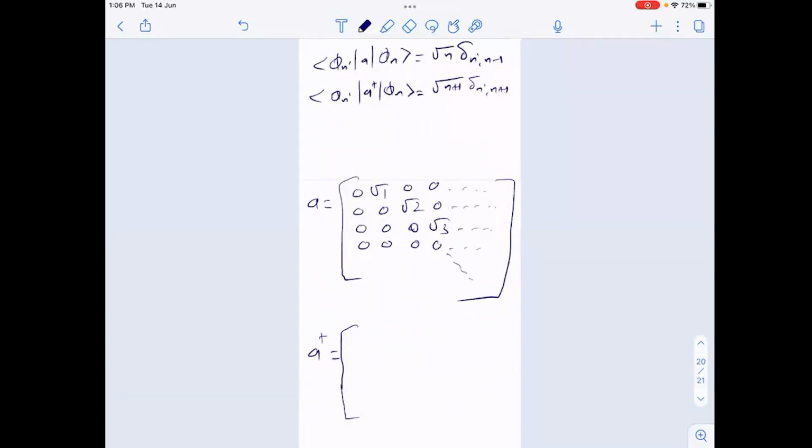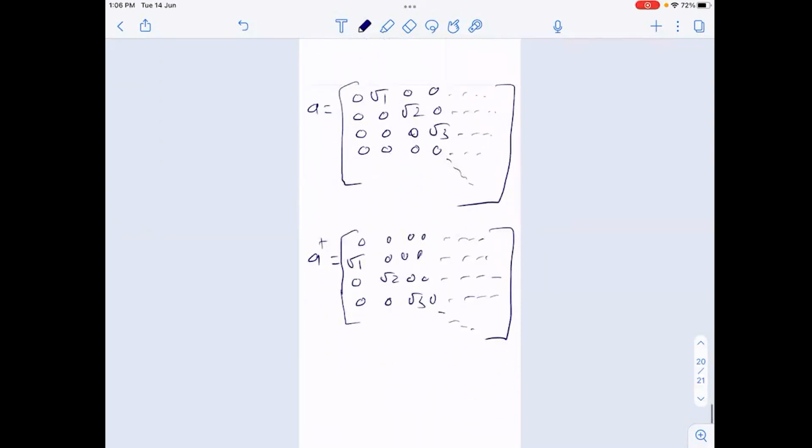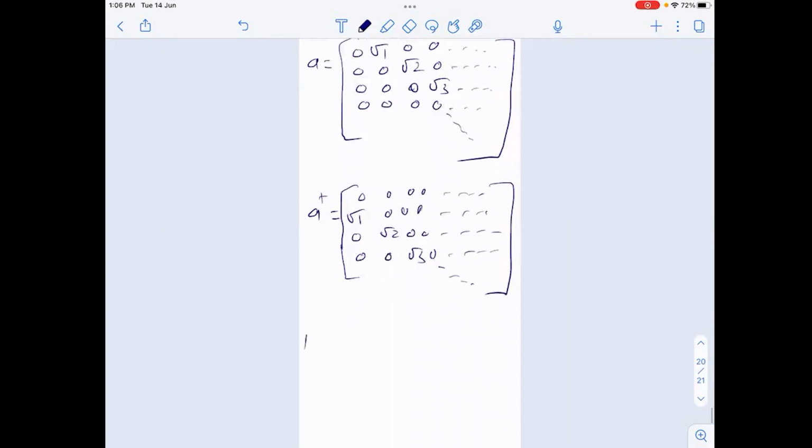Similarly, A dagger, the matrix will be, who will tell me? 0, 0, 0, and so on. √1, 0, 0, zeros. 0, √2, zeros, and so on. 0, 0, √3, zeros, and so on, and so on. Right? And finally, n, which is A dagger A, fine.